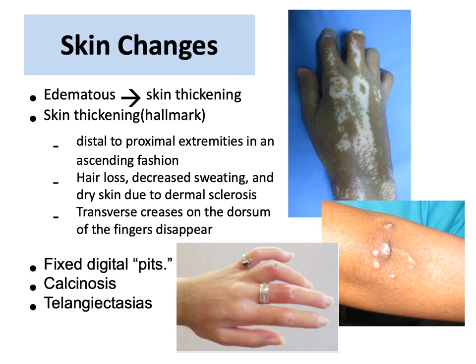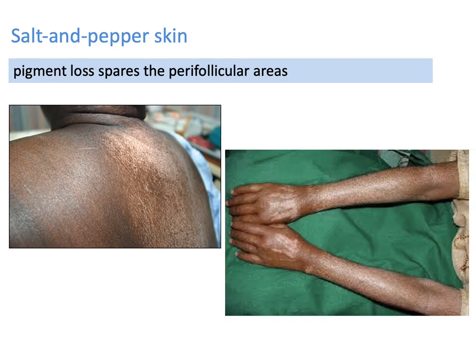There is the presence of fixed digital pits, and appearance of dystrophic calcification called calcinosis cutis, which is usually associated with long-standing anti-centromere positive limited cutaneous scleroderma. Telangiectasias may also be observed in these patients. So this is how the salt and pepper skin appearance looks. It is due to the pigment loss that spares the perifollicular areas, that is commonly observed in the scalp, the chest, and the upper back.